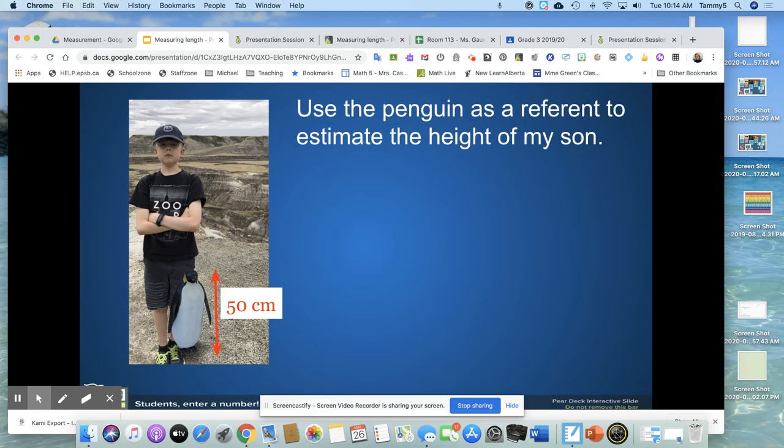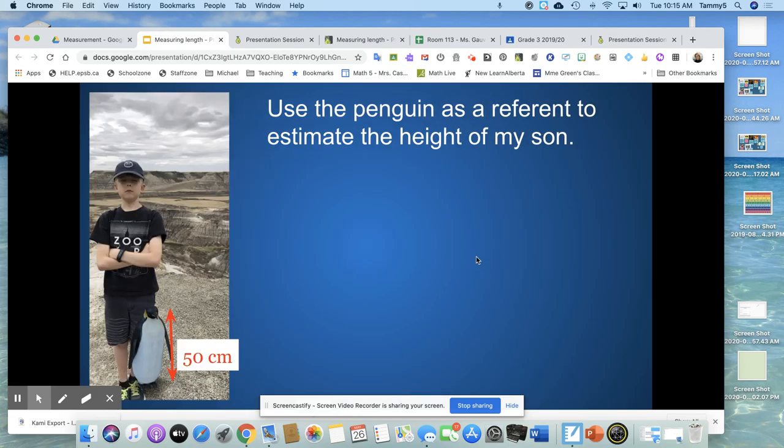This was a picture that I took when we were in Drumheller, and I thought it would be funny to add a little penguin in my picture for our math class, just to give you a little bit of entertainment. So here we're going to use this penguin as a reference to estimate the height of my son. If the height of this penguin is 50 centimeters, how many penguins do you think it would take to reach the top of my son's head?